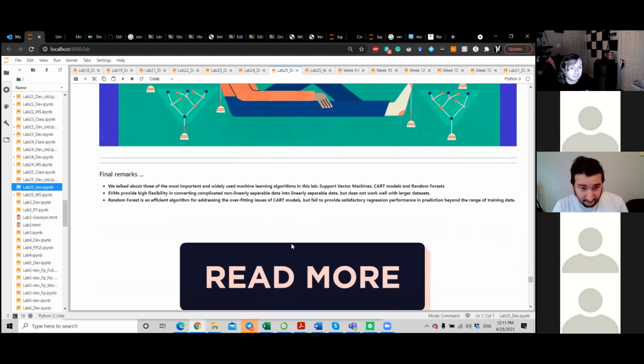Okay, final remarks. We talked about 3 of the most important and widely used machine learning algorithms in this lab: support vector machines, cart models, and random forests. Support vector machines provide high flexibility in converting complicated, non-linearly separable data into linearly separable data, which is ideal for us. But it does not work well with larger data sets. A random forest is an efficient algorithm for addressing the overfitting issues of cart models, but fails to provide satisfactory regression performance in predicting beyond the range of the training data.